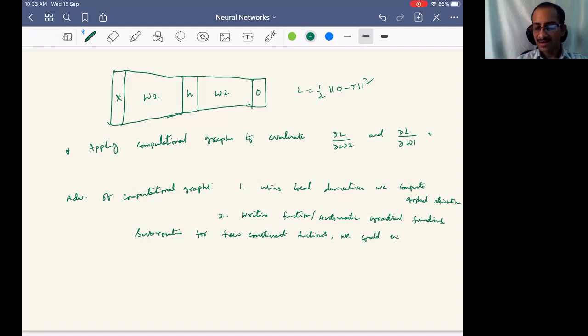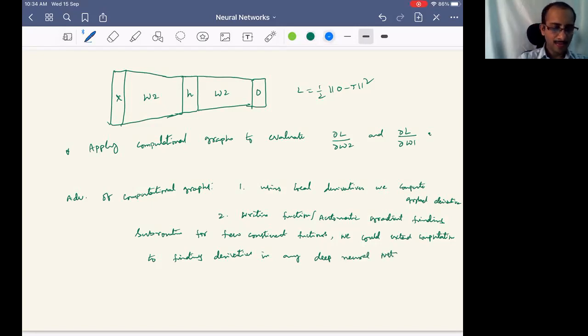We can extend computation to finding derivatives in any deep neural network. Okay, is this clear? Fine.